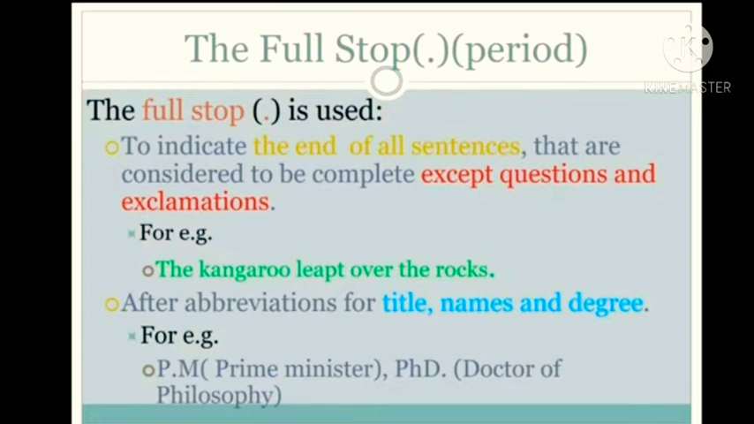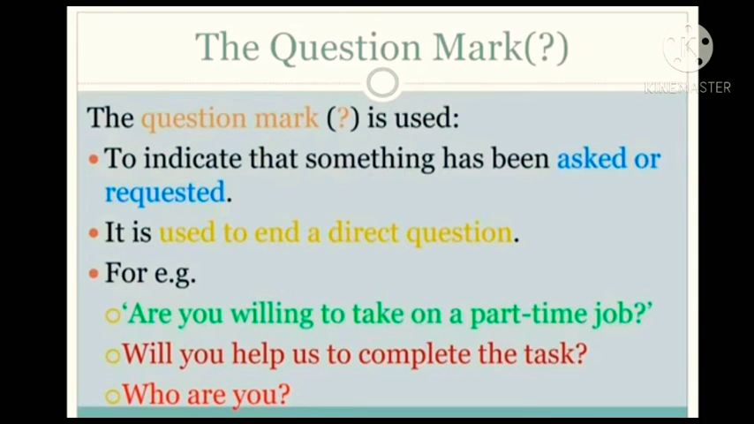So we use abbreviations. These are called abbreviations. So we use a full stop. The second one is the question mark. The question mark is used to indicate that something has been asked or requested. It is used to end a direct question where we interrogate anything. For example, are you willing to take on a part-time job? Question mark. Will you help us to complete the task? Question mark. Who are you? Question mark. So simply, questions or interrogative sentences end with a question mark.